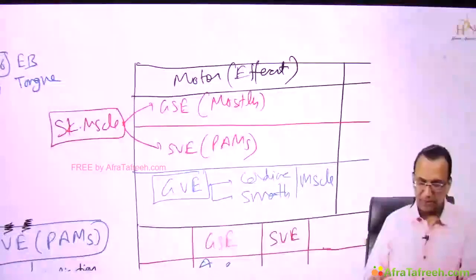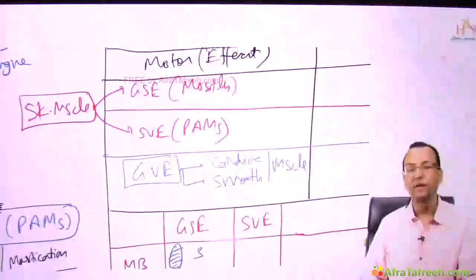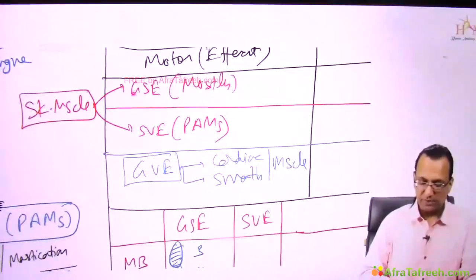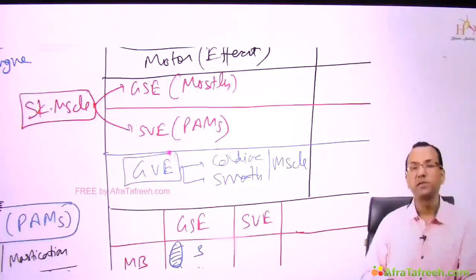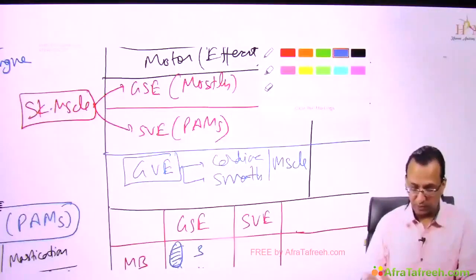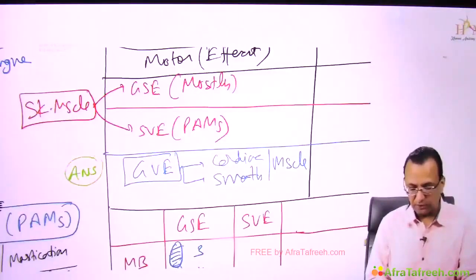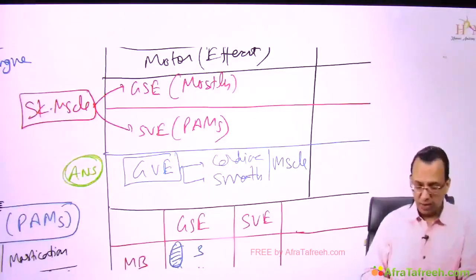See, there are three types of neural columns which are efferent. Either it is GSE, or it is SVE, or it is GVE. What is G for? General. What is V for? Visceral. What is E for? Muscle. General, visceral, muscle. That is cardiac and smooth muscle. This is the autonomic nervous system. If you say this is the autonomic nervous system, fine. Controlling the cardiac and smooth muscle, fine.